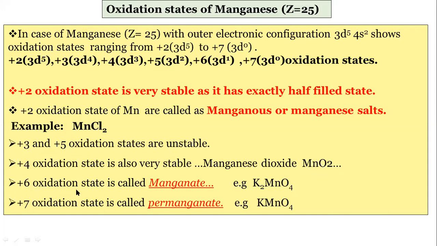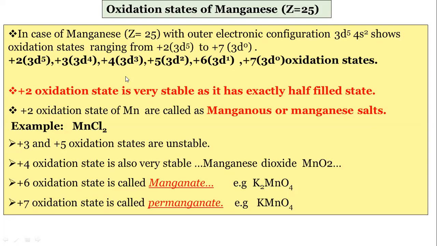Then in the case of manganate, manganese shows the +6 oxidation state. It is K2MnO4. Remember, this is potassium manganate, and KMnO4 is potassium permanganate. In manganate, the oxidation state of manganese is +6. And in permanganate, manganese has the oxidation state +7. So these are the various oxidation states shown by manganese.